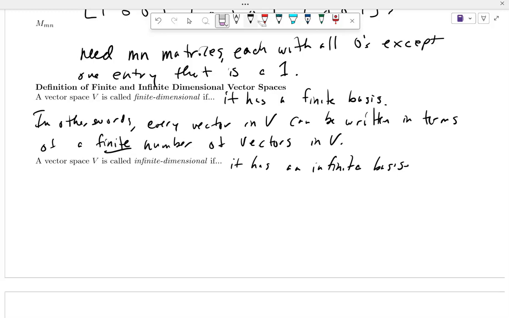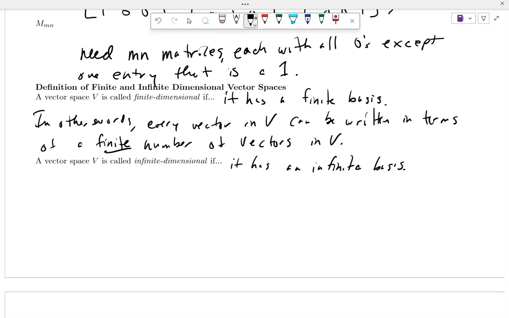All right. So notice that the examples that we listed above, your Rn, your Pn, your Mmn, the m by n matrices, all of those are finite dimensional because all the bases are finite sets. I can write everything in those vector spaces as a linear combination of a finite set of things. Can you think of a vector space that might be infinite dimensional, where you can't just find a finite set to generate everything?